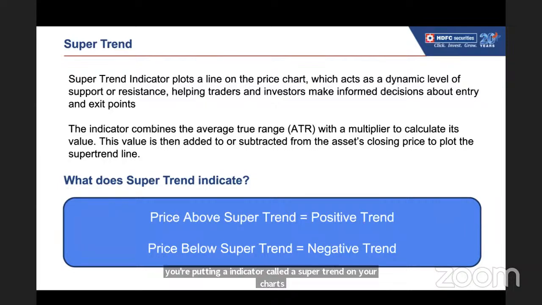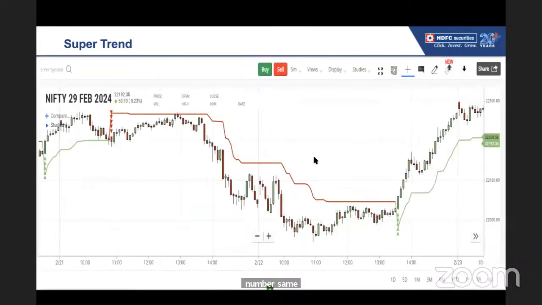Okay, and you can also change the settings of the super trend, but here I'm only considering the standard settings. Okay, if you're going to explore super trend after this session, do not change the settings in your super trend, keep the numbers same. Okay, now the price above super trend is a positive trend, price below super trend is a negative trend. Now, as I told you, super trend will be the best indicator for you for your breakouts and breakdowns.